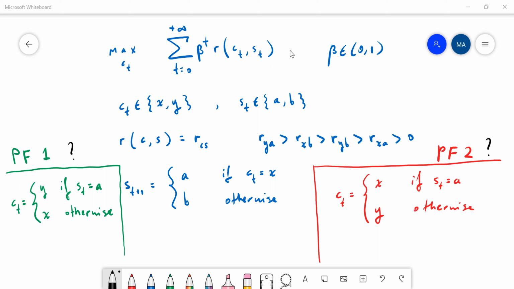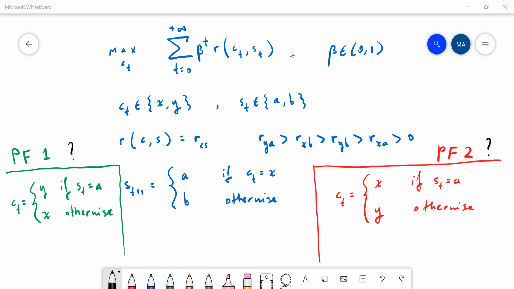Instead, we have something like this. If you are in state S, state S could be either A or B. You may imagine that this is good weather or bad weather. Then X and Y are your control variables. If you are at state S, and if you choose C, your reward is RCS. There are, of course, 4 values only, and these 4 values are assumed to satisfy this inequality.